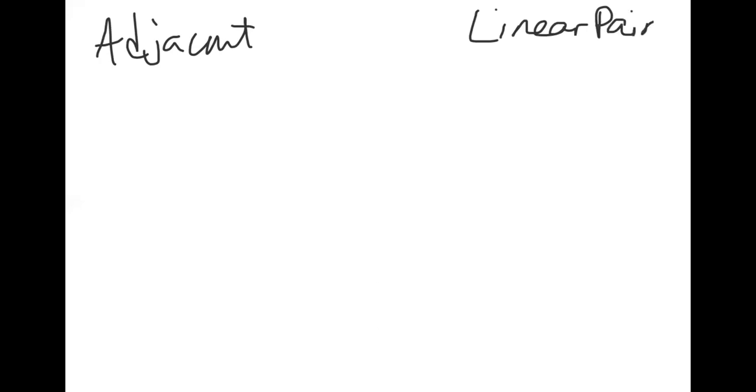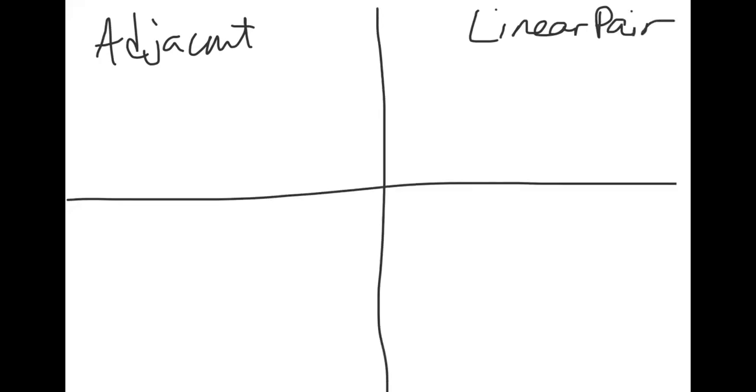I'm going to make sort of some quadrants here. We had adjacent, linear pair, and then we had complementary. And vertical. Where am I going to stick vertical?